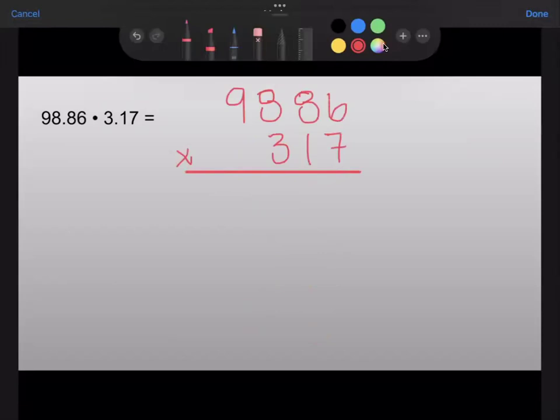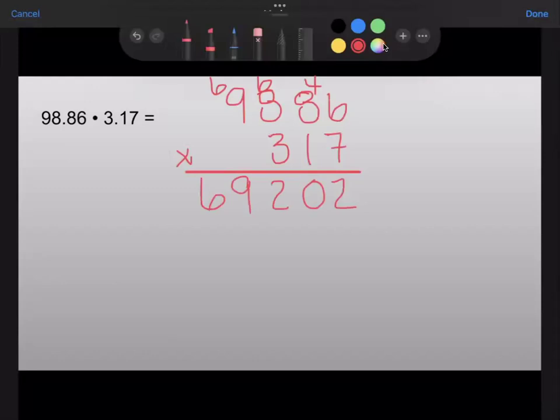6 times 7 is 42. 8 times 7 is 56, plus 4 would be 60. 8 times 7 again is 56, but this time plus 6 would be 62. So I'll put a 2 here and a 6 here. Then 9 times 7 is 63, and 63 plus 6 is 69. So this is the first row of answers.